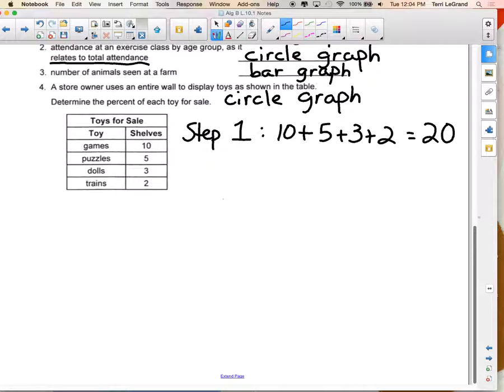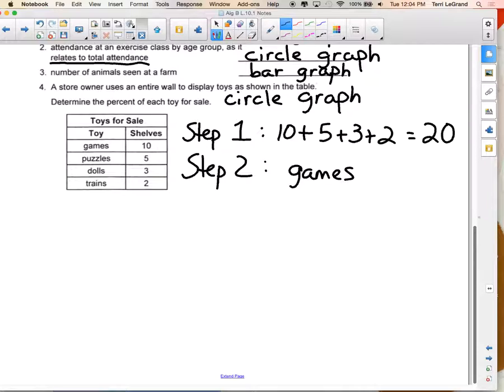Games are on how many shelves? 10 shelves. So 10 of those 20 shelves are filled with games. Start visualizing this, you're walking into this toy store. Okay, step 2. We're supposed to figure out the percentage for each. So games. Would you take everything times 5, because 20 times 5 is 100? So if we put 10 times 5, that should tell us what percent.